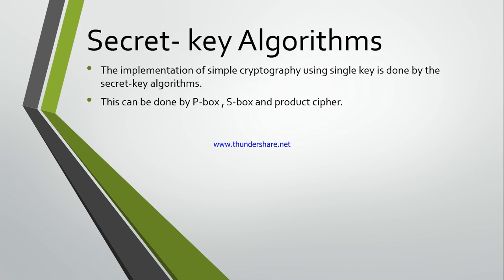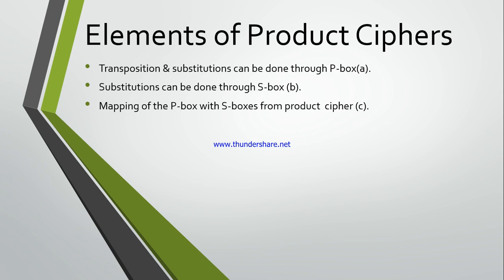Secret key algorithm. The implementation of simple cryptography using a single key is done by the secret key algorithm. This can be done by P-box, S-box, and product ciphers. Elements of product ciphers: transposition and substitution can be done through the P-box. Substitution can be done through the S-box. Mapping of the P-box and S-box forms product ciphers.